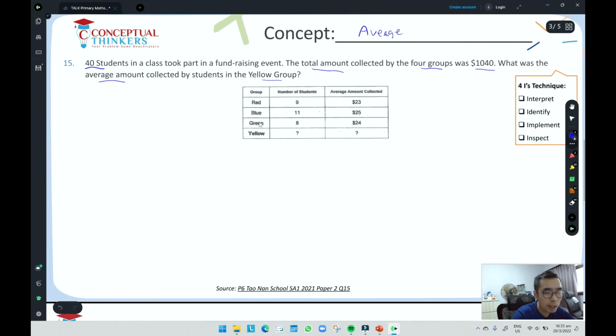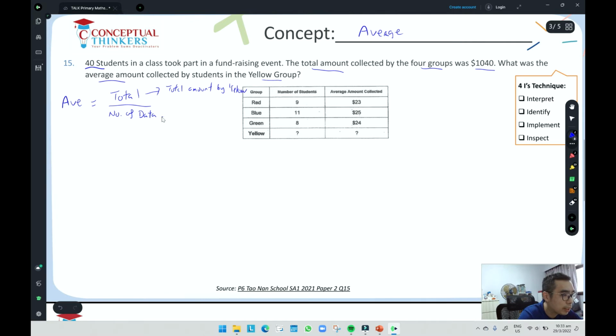Okay, so let's understand the formula for average. Every time we calculate an average, we take the total divided by the number of data. We need to know this formula. Now to calculate the average amount collected by a student in the yellow group, what we need here is the total amount collected by the yellow group.